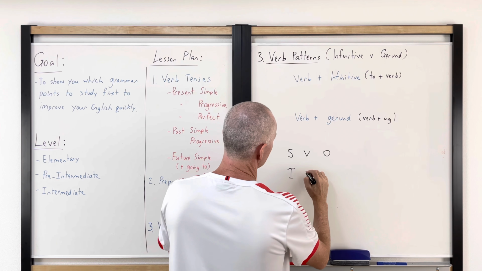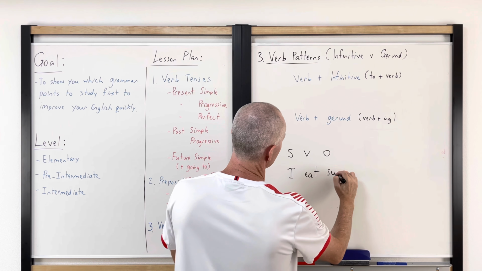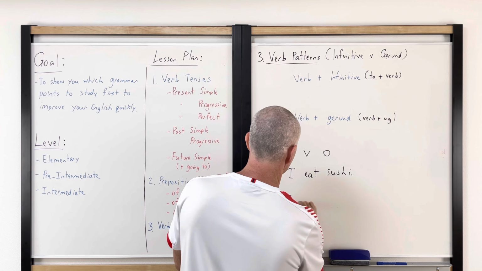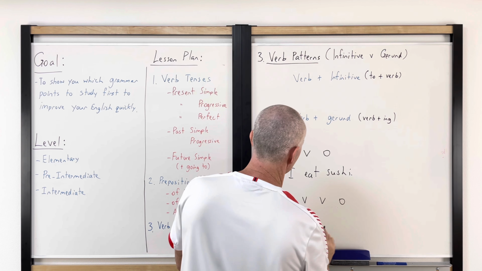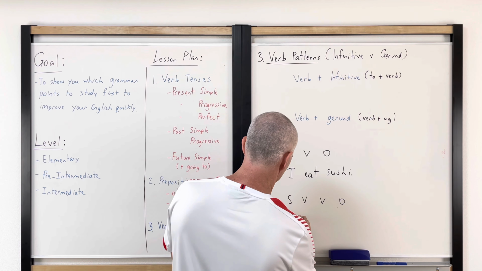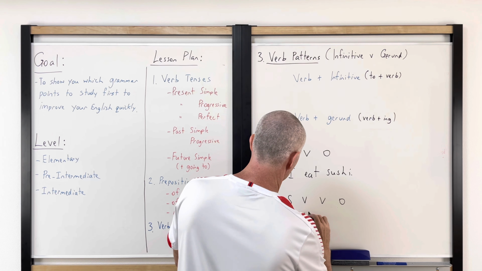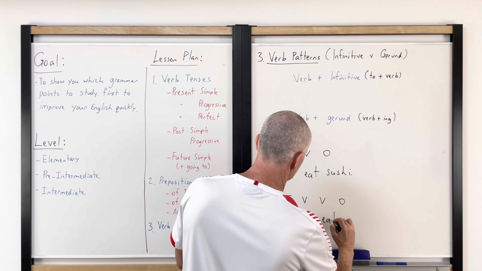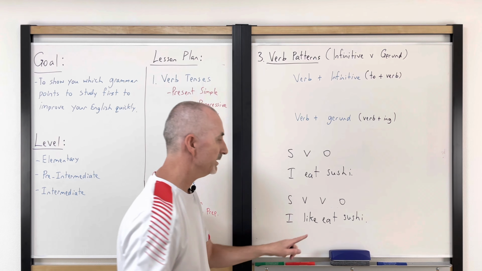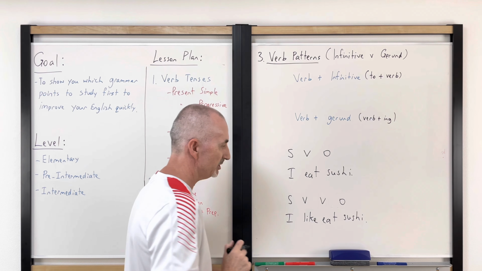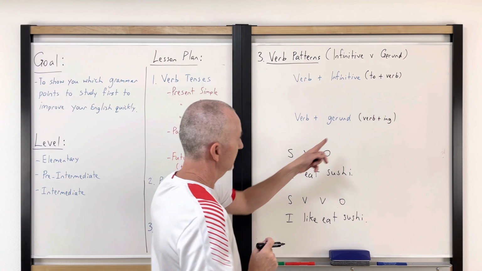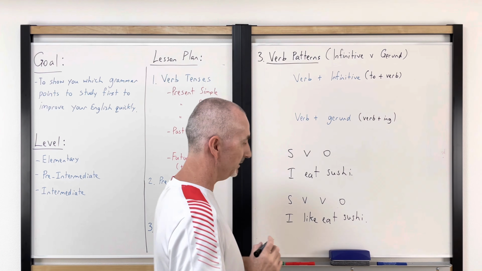I eat sushi. We cannot have SVVO where we have two main verbs. We cannot have that. For example, "I like eat sushi." We cannot say this. We must change one of the other verbs to a gerund or an infinitive.